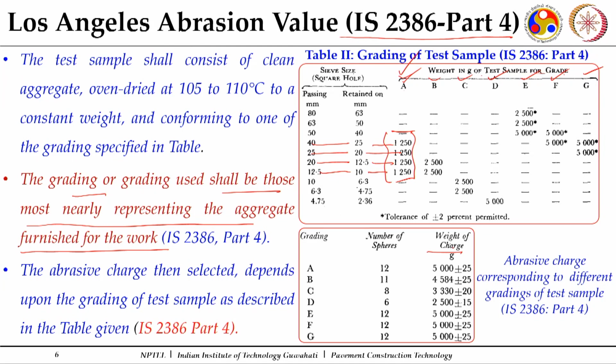So, depending upon the number of steel balls we are going to use, the weight of the charge can be mentioned. The abrasive charge selected depends upon the grading you are using. For that particular grading, if we are choosing A, the number of spheres or balls to be used is 12, which will have an abrasive charge weight of around 5 kg plus minus 25 gram. This is again as per IS 2386 part 4.